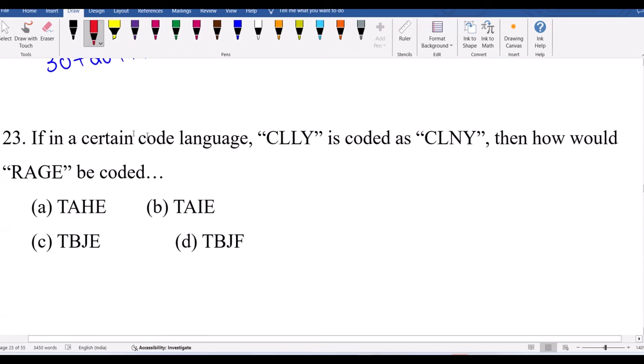Right. Now, see this. That's number coding. This is letter coding. Letters to letters. CLLY is coded as CLNY. Then RAGE is coded as what? Coding and decoding, abstract reasoning, coding and decoding, series, analogy, odd one out.